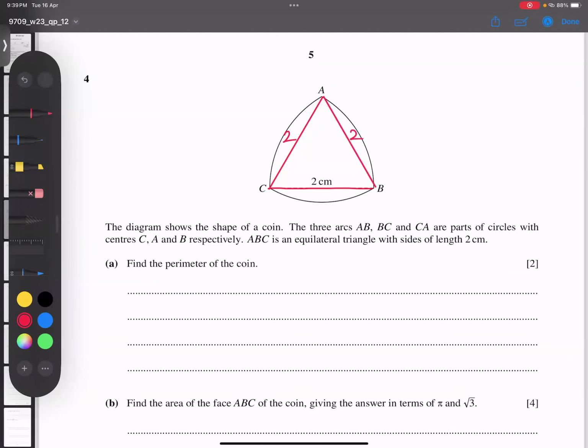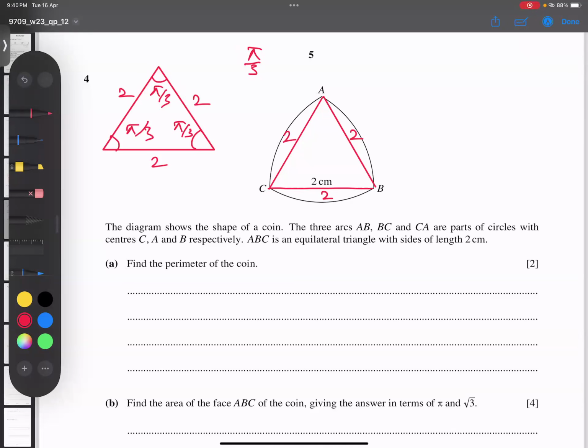An equilateral triangle, all 3 sides are 2 cm. Whenever all sides are equal, all angles are equal, and every angle is 180 divided by 3, or pi divided by 3. So pi by 3, pi by 3, pi by 3. Okay, clear. Now, the perimeter of the coin.